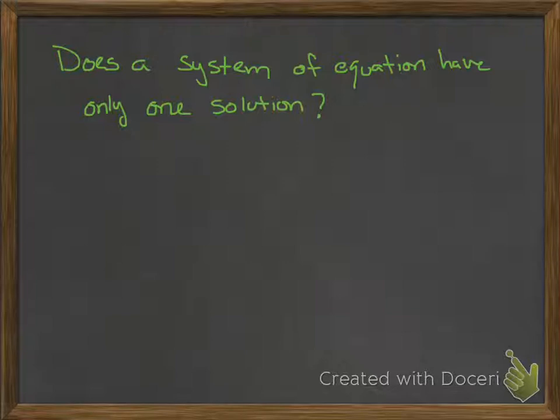So does a system of equations have to have only one solution? This is a question that we're going to keep coming back to. By the end of this lecture, you should be able to answer this question. I want you to be able to come to class and tell me the answer: does a system of equations have only one solution?